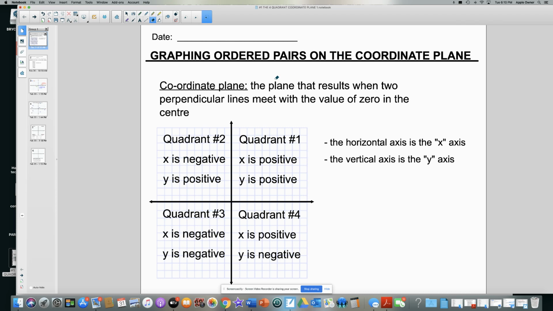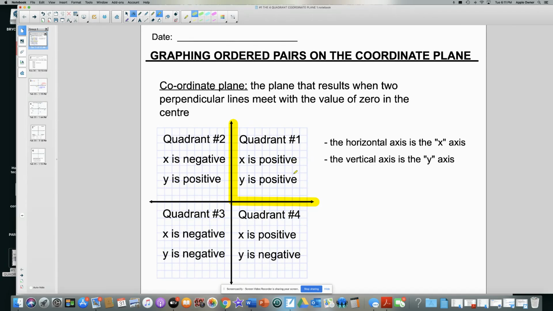We're going to be talking about graphing ordered pairs today on the coordinate plane. In the past, you've probably worked a great deal with quadrant one. Actually, anytime that you've worked with a graph, you've graphed in here, with the x-axis being positive and the y-axis being positive. But the reality is, in mathematics, the coordinate plane has four quadrants.